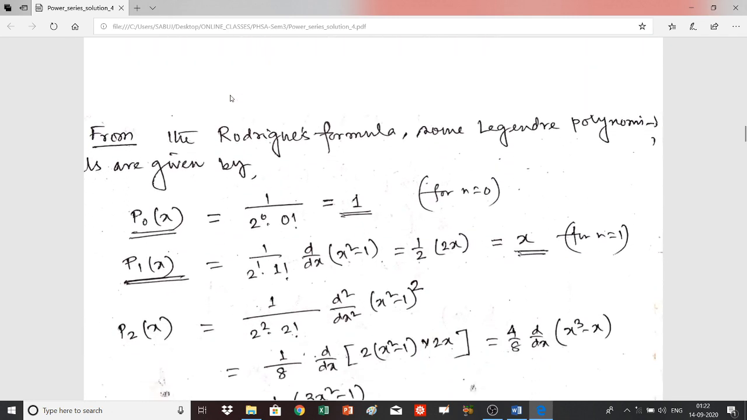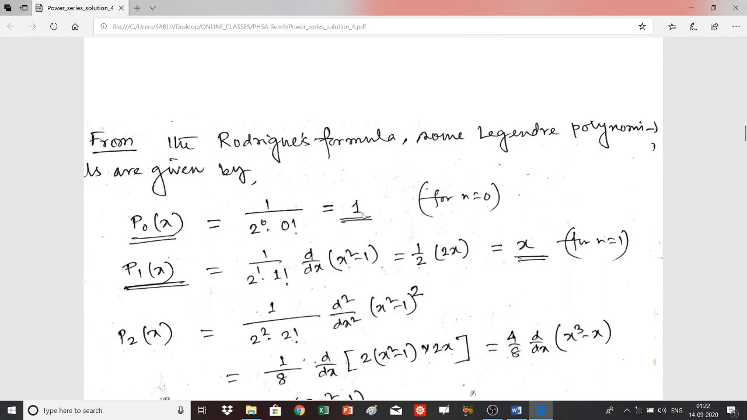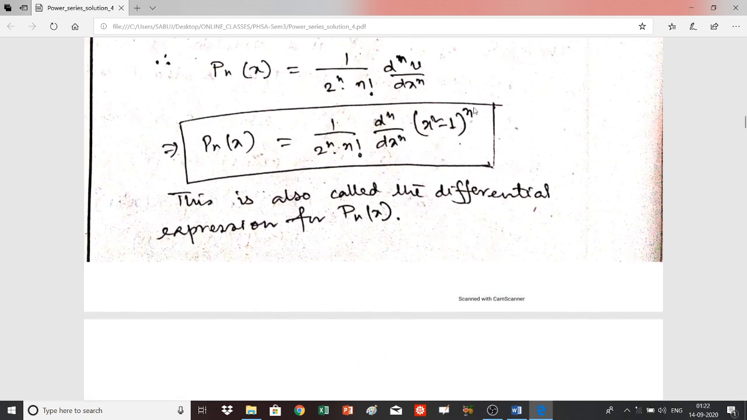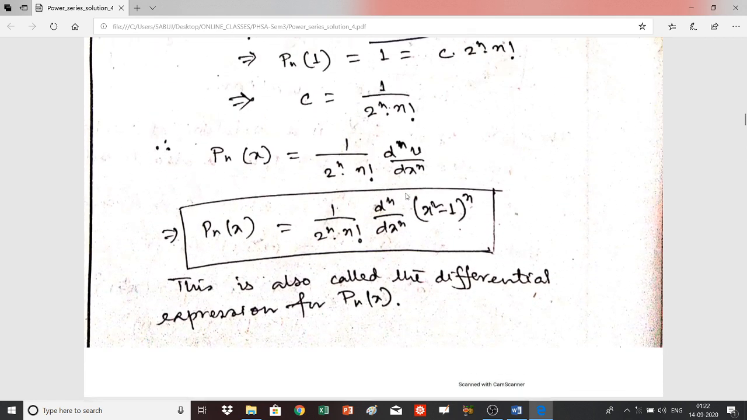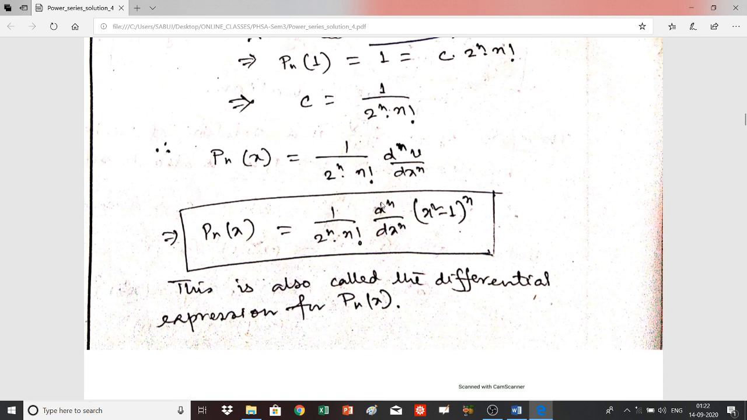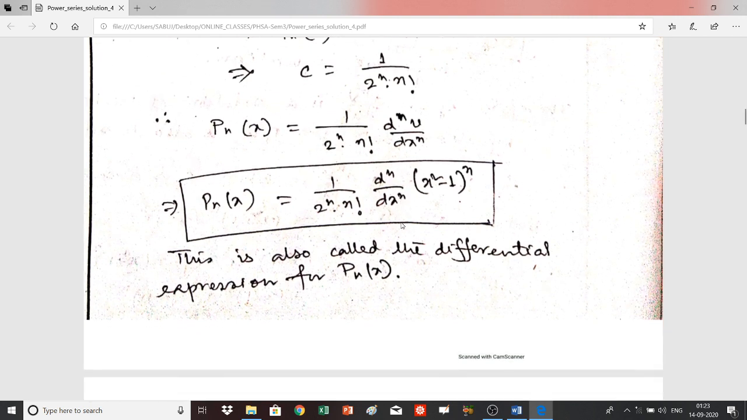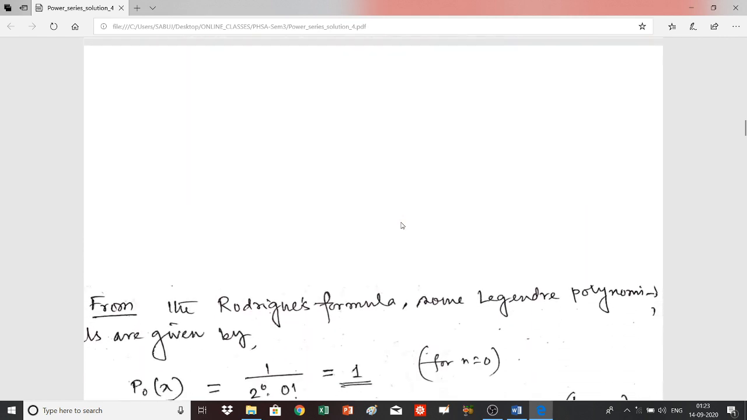That means P_0(x). So you get this, and here you see that if you use n equal to 0, no differentiation is there. That means you get it equal to 1.